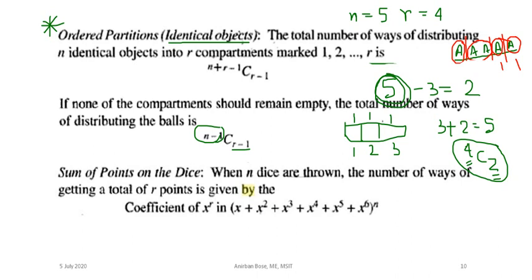We'll discuss this kind of problems in detail, and then definitely we'll understand it in a better way.